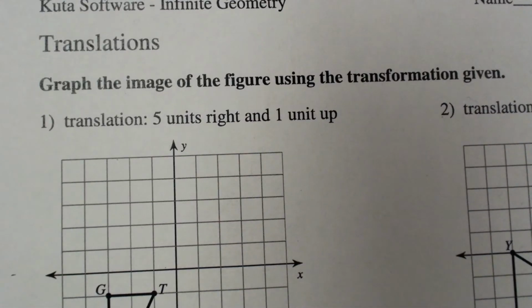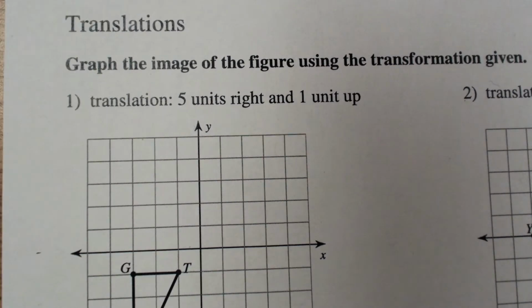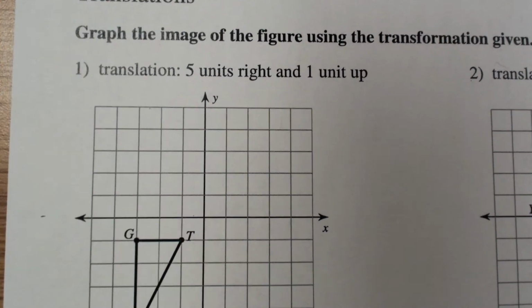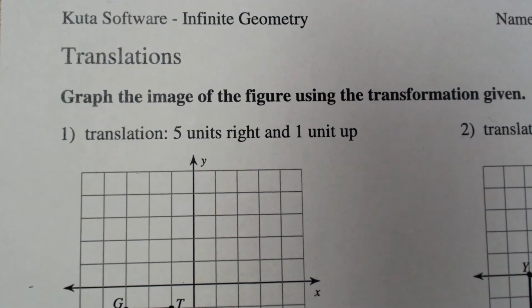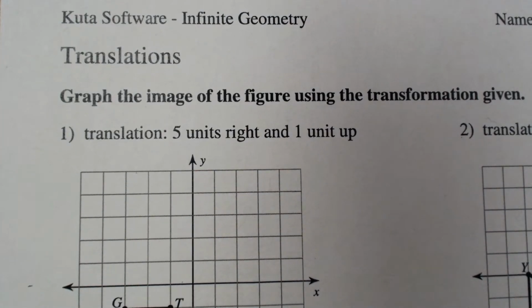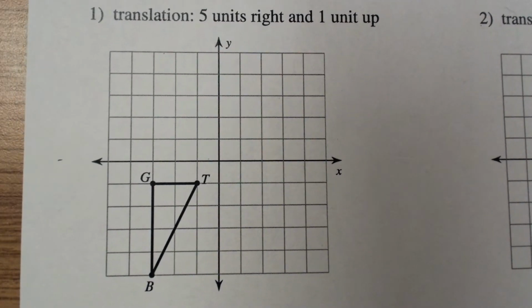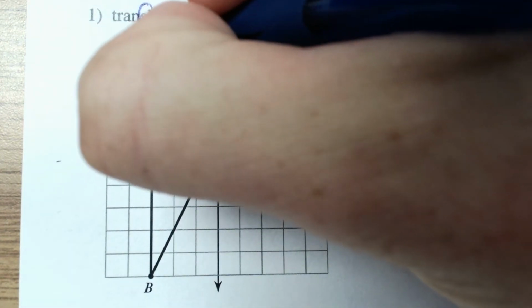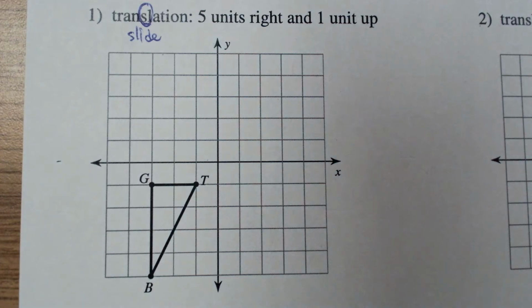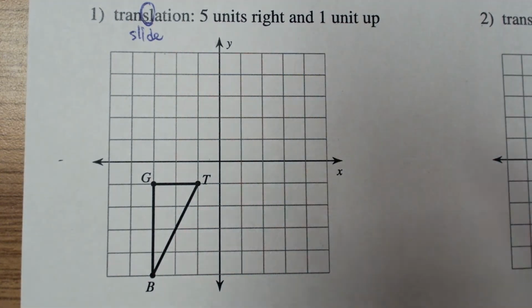Hey guys, I'm going to go over some of these examples so that you can put them in your notes. You should have a sheet that looks like this, translations. I shared it with you. So we're looking at translations. A translation is a slide. Now in this case, we're sliding 5 units right and 1 unit up.